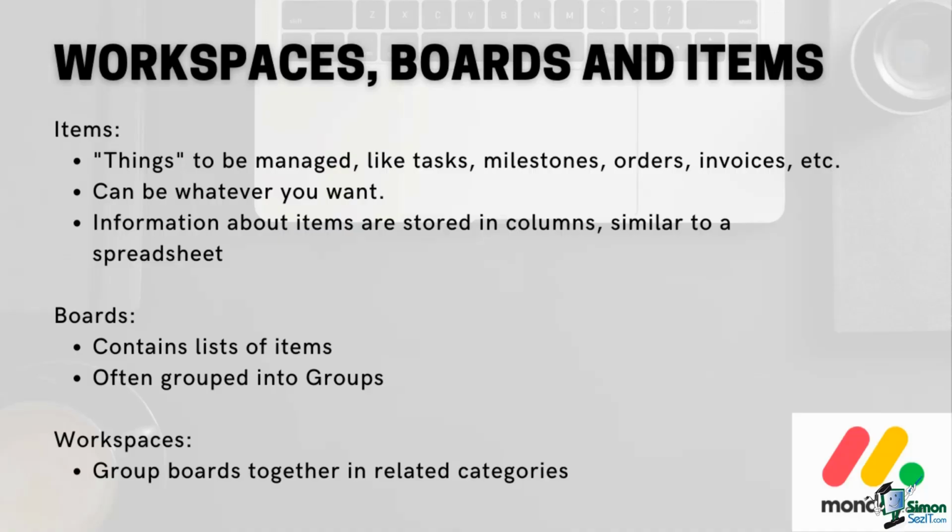Boards are lists of items. For example, if you're tracking bookings for your guest house, then each item may represent an individual booking. The board would then be a list of all bookings. Boards are often broken into groups, allowing additional contextual information about items. In our booking example, the groups may be new inquiries, confirmed bookings, paid bookings, etc.